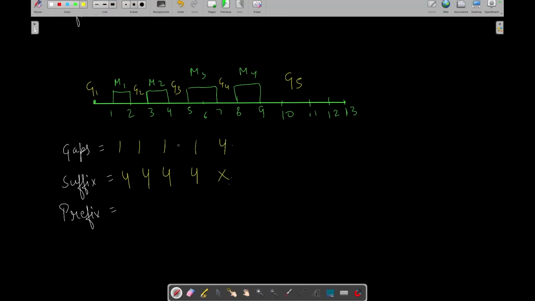Okay, now how will we calculate the prefix? Let's say for this meeting M3, this is the left portion and this is the right portion. So for the prefix, let's consider this G4. Let's say if this is at index i, then this will be i minus 1 and this will be i minus 2, right? So for this particular gap G4, will this G3 be considered in its left max?